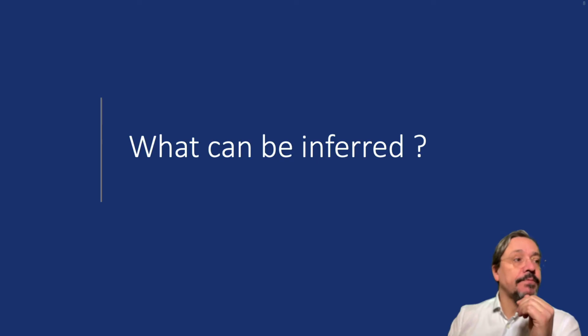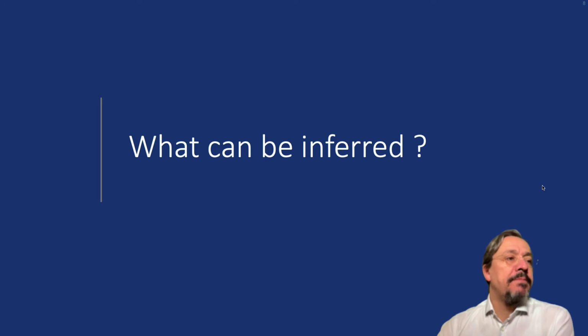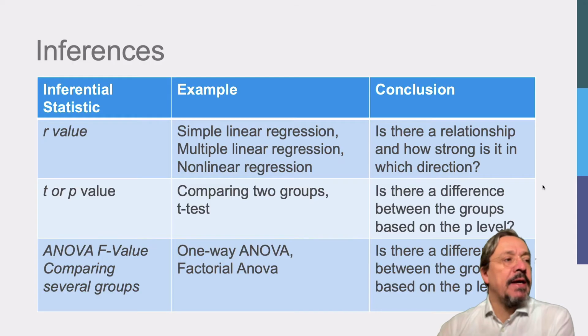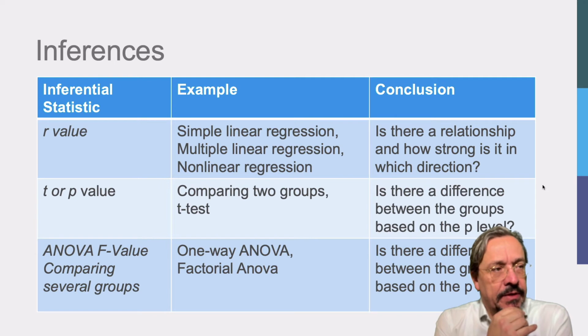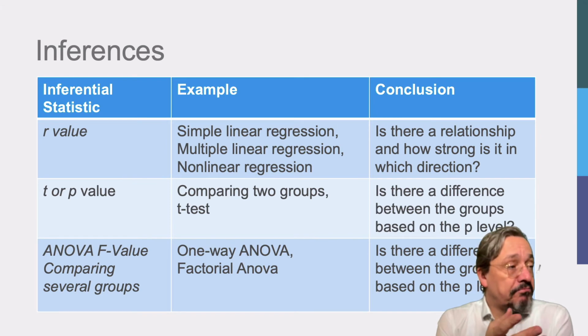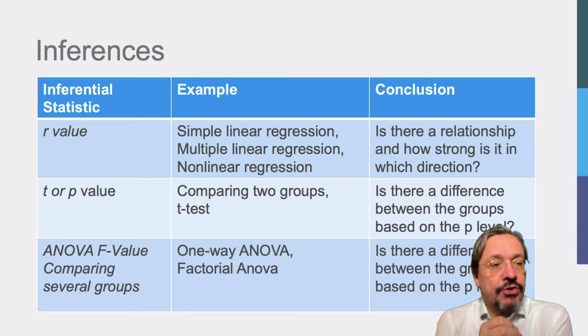So now, what can be inferred based on the data you have collected? Assuming you have the right data level and the constraints are fulfilled, based on the tests you apply, what kind of conclusions can you take? I just take some examples here. For example, based on an R value coming out of different forms of regressions, you can conclude: is there a relationship? How strong is this relationship? And in which direction is it going?